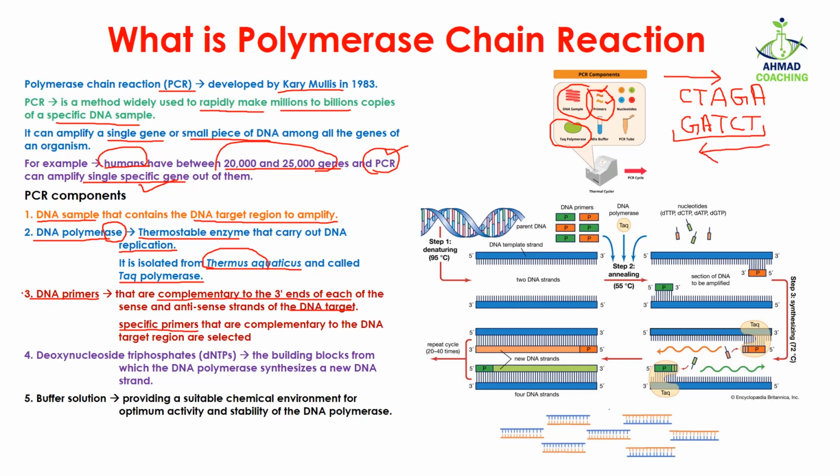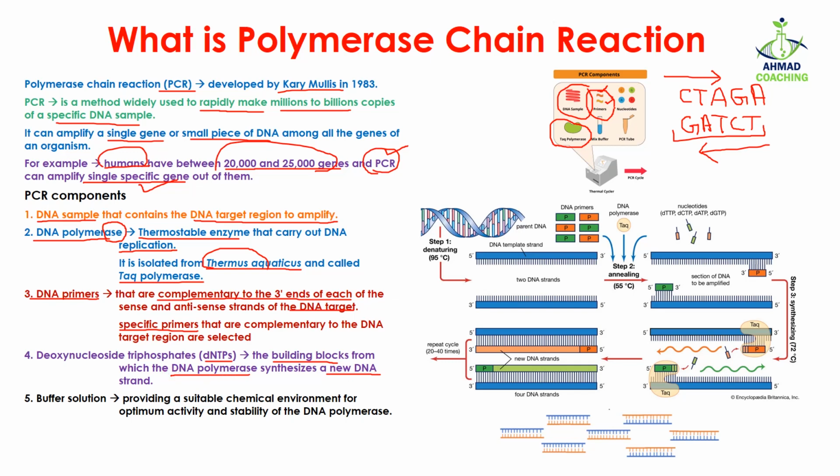The fourth component that we require for the PCR reaction is deoxynucleoside triphosphates, or in short dNTPs. The dNTPs are actually the building blocks from which the DNA polymerase is going to synthesize a new DNA strand. We know that DNA is made up of nucleotides. So to make a new copy of DNA, we also need nucleotides. So we are going to add our dNTPs, which are nucleotides, into the reaction mixture, and the DNA polymerase is going to use them to synthesize a new DNA strand.